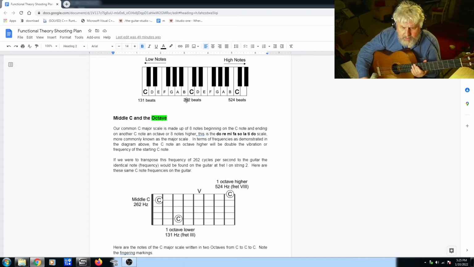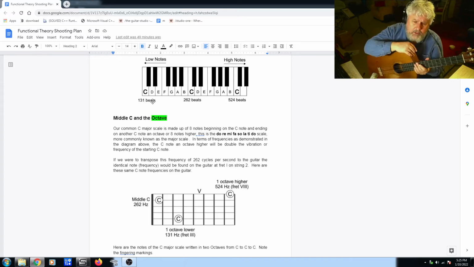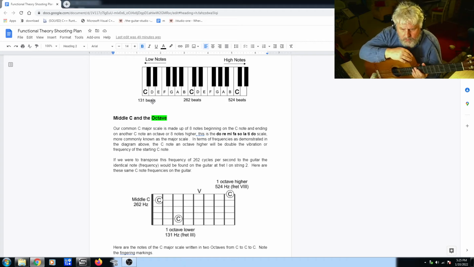If we take that frequency number and double it to 524 beats per second, that's going to give us an octave. So a doubling of the 262 beats gives us 524 beats, and that's an octave higher. If we take that same 262 beats in middle C and we lower it to the lower octave, we halve that to get the octave. So half of 262 beats is 131 beats, giving us the lower octave.